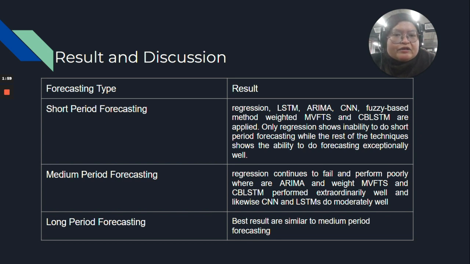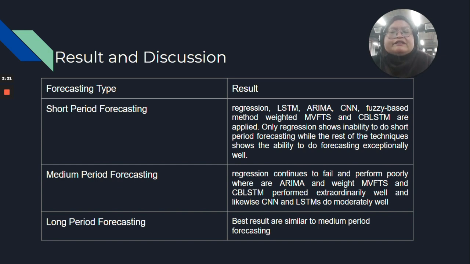The result is that only regression shows the inability to do short period forecasting, while the rest of the techniques show the ability to do forecasting exceptionally well. So that is for short period forecasting. For medium period forecasting, it seems that regression continues to fail and perform poorly, while the rest perform extraordinarily well and moderately well. And long period forecasting shared the same result as medium period forecasting.